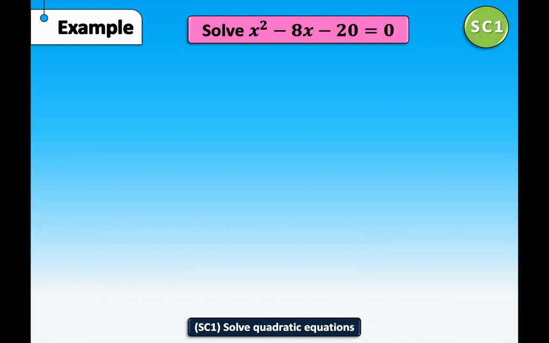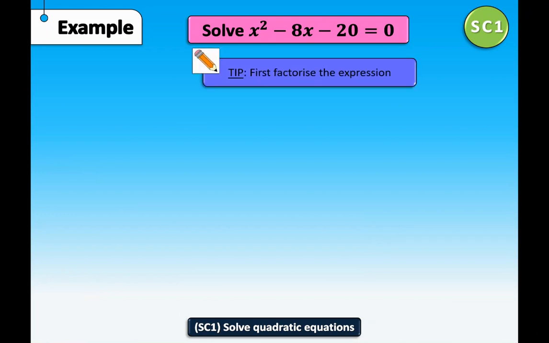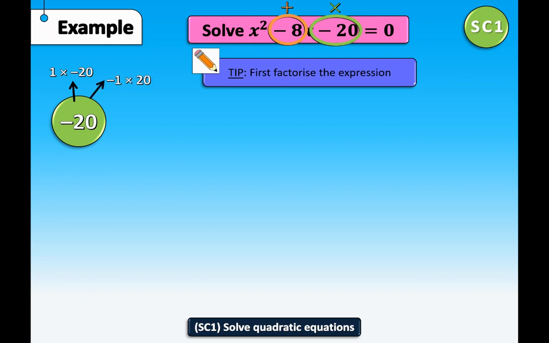So if we want to solve this quadratic, we first factorize it into two brackets. So we need to think what times together to make minus 20, but adds together to make minus 8. If we list all the numbers that times together to make minus 20: 1 and minus 20, minus 1 and 20, 2 and minus 10, minus 2 and 10, 4 and minus 5, and minus 4 and 5, and think which of these would add together to give us minus 8.